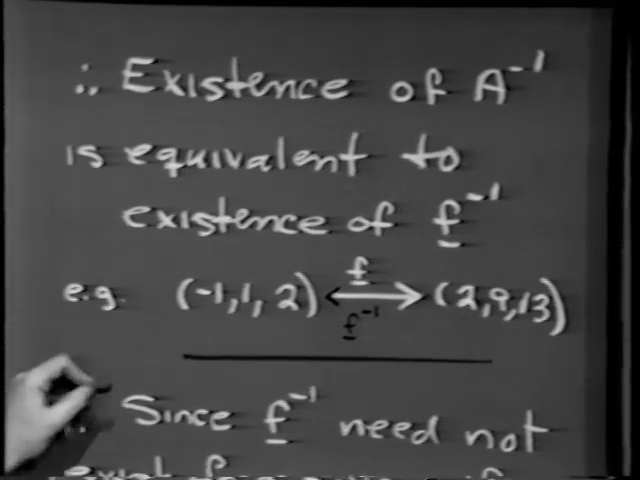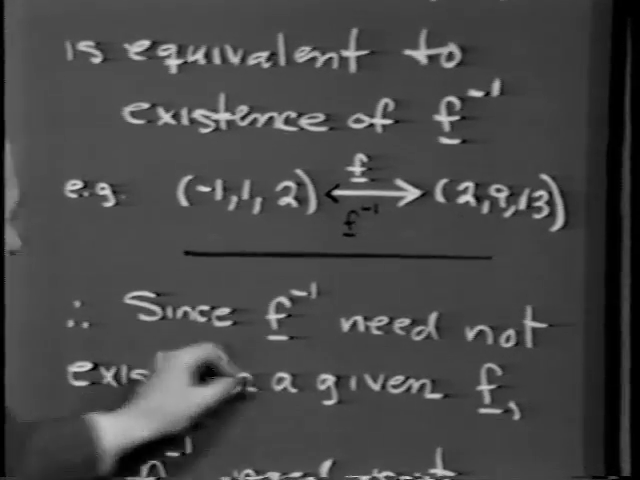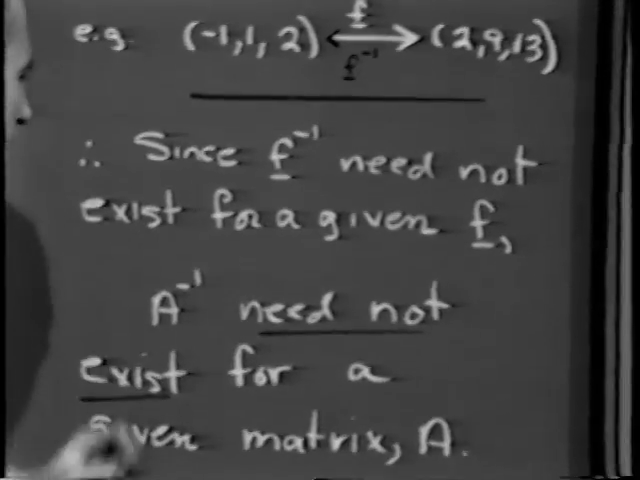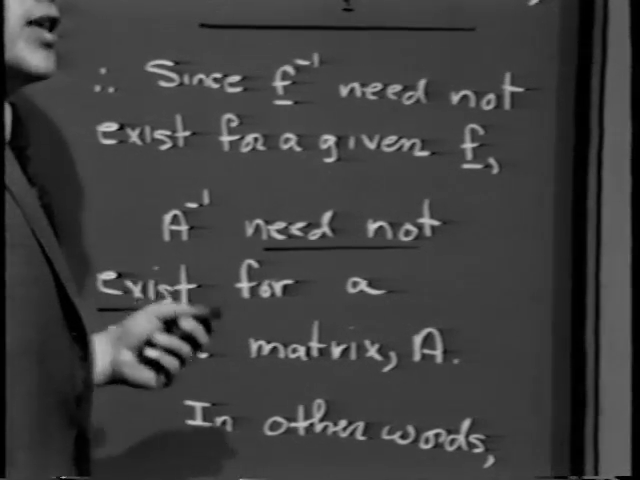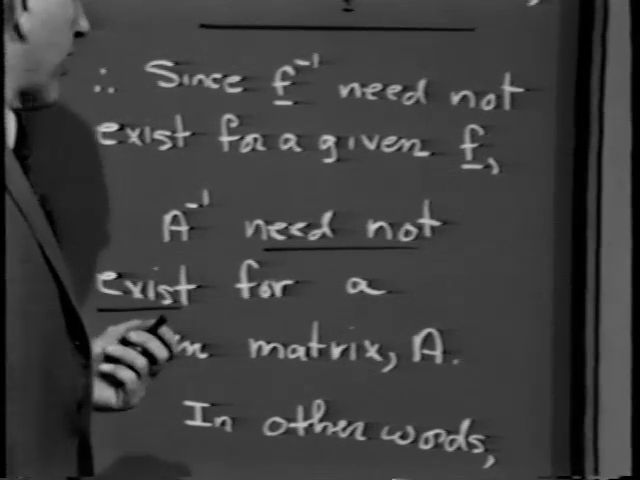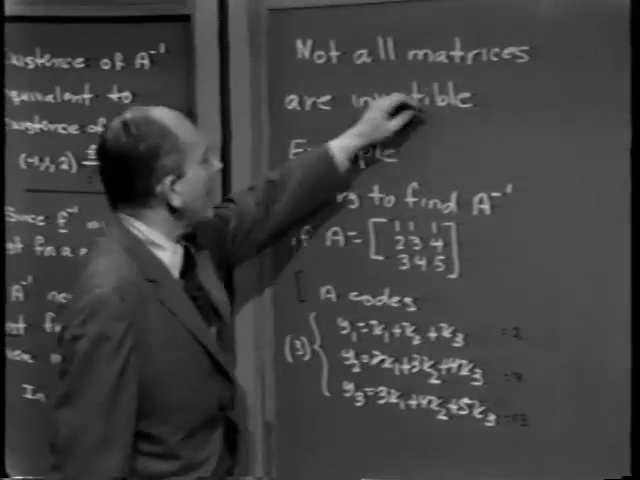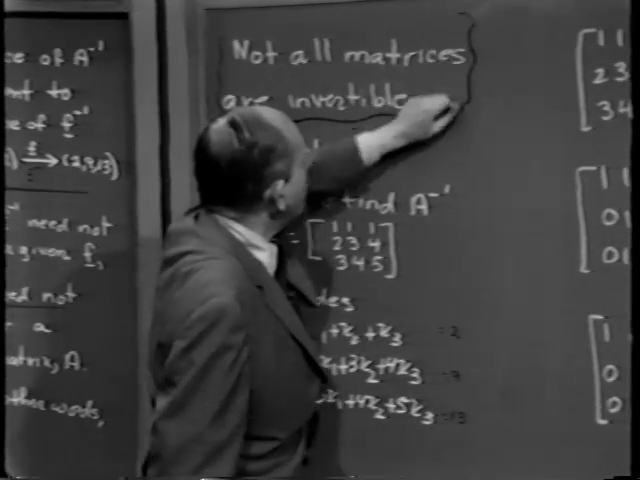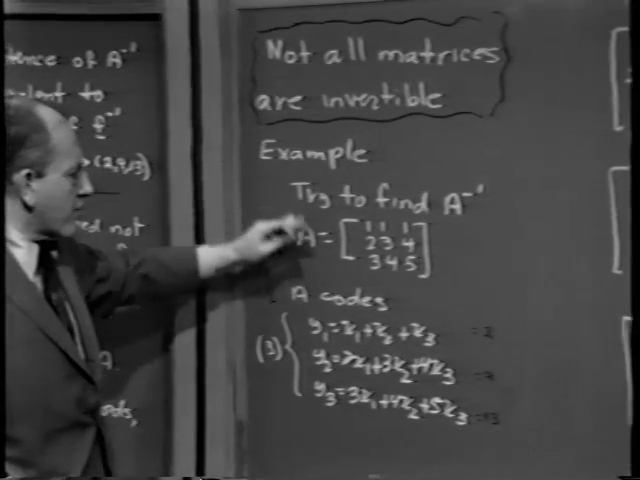The important point in terms of our theory of matrices is that since F bar inverse need not exist for a given F, A inverse need not exist for a given matrix A. In other words, if we're identifying the matrix with the function, and the inverse function doesn't exist, the inverse matrix doesn't exist. In other words, not all matrices are invertible. We knew that from before, but let's emphasize this now in terms of our structure.